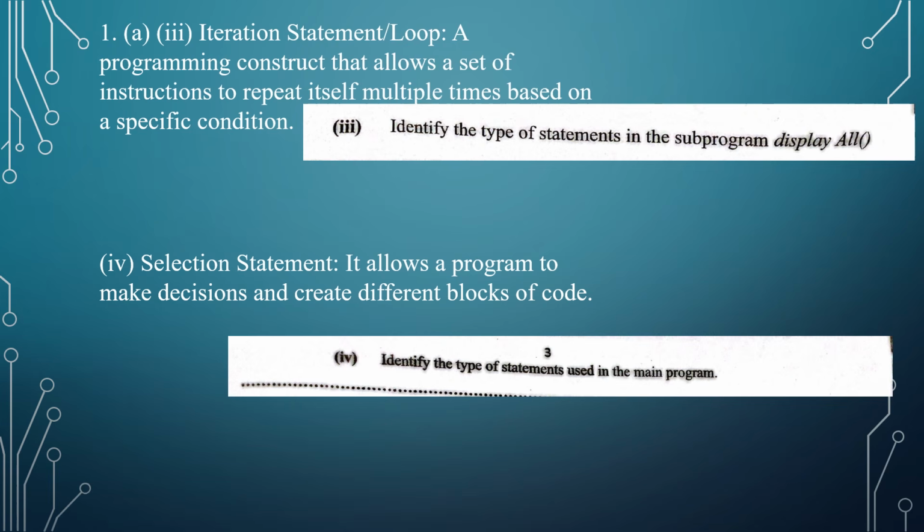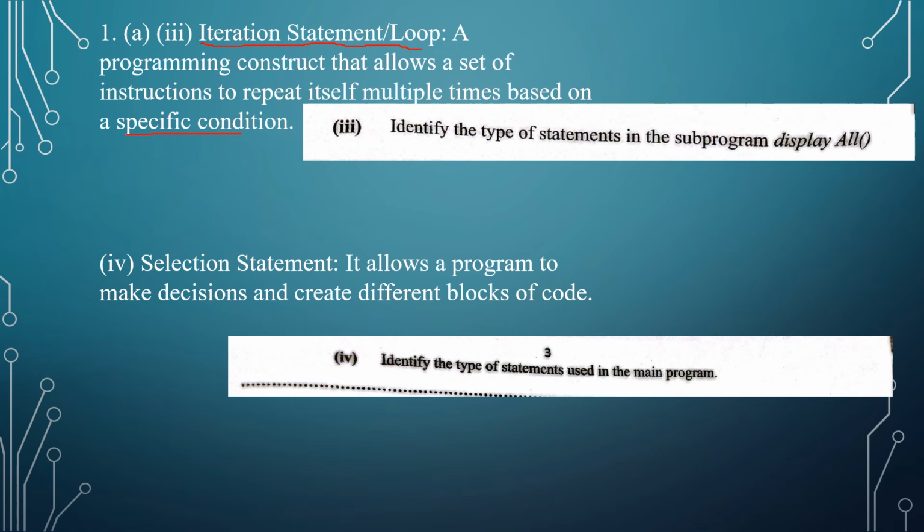It says identify the type of statement in the subprogram displayAll. So in the subprogram displayAll, when we refer back to the algorithm given to us, that is the iteration statement or the loop. So this is a programming construct that allows a set of instructions to repeat itself multiple times based on a specific condition. So the answer to it is the iteration statement or a loop.